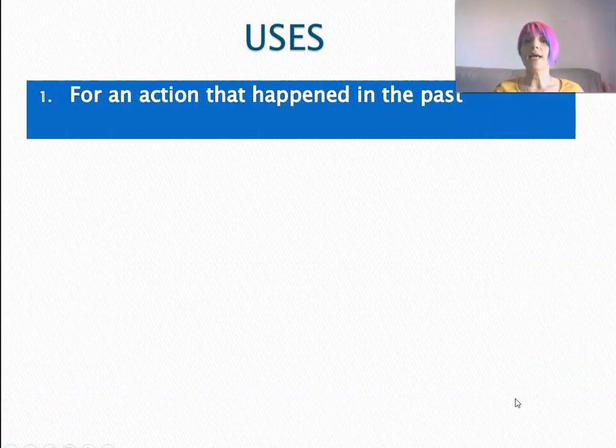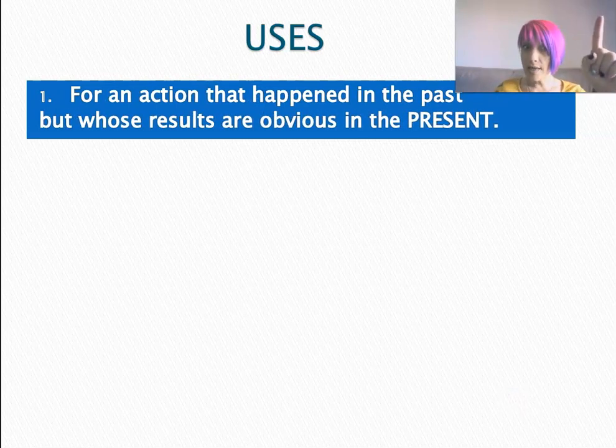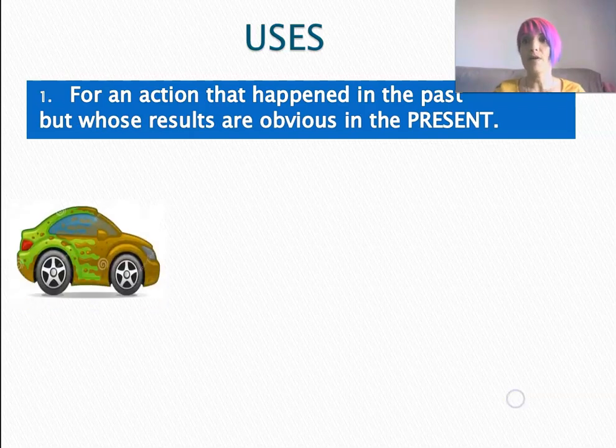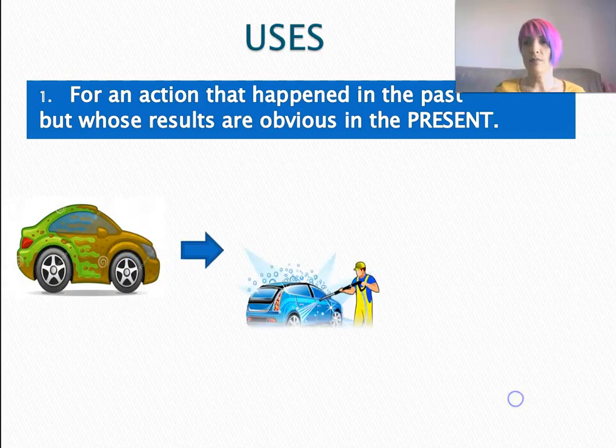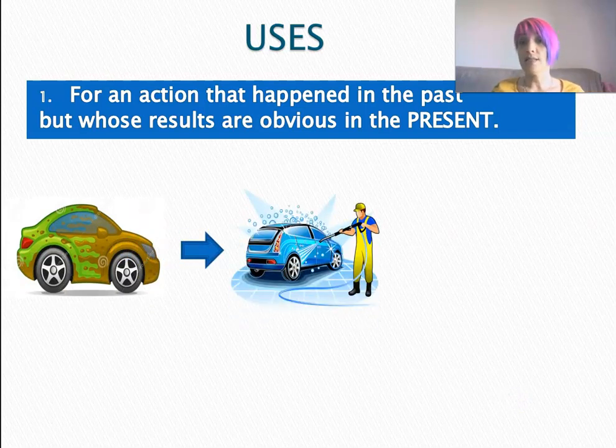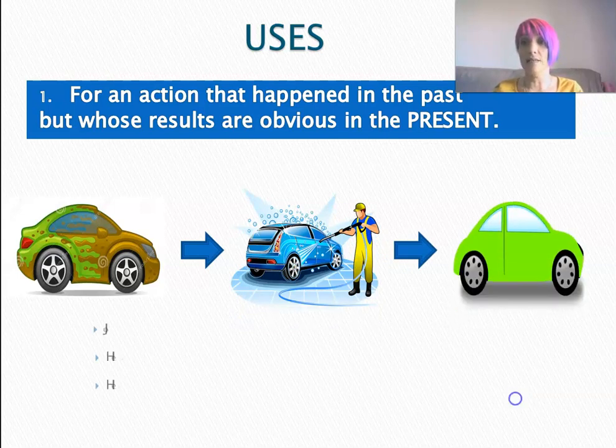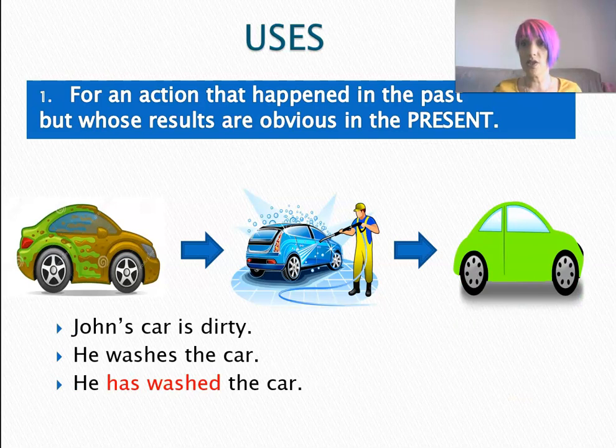Okay, for an action that happened in the past, but there are results in the present. Yeah? For example, there's this dirty car. He has washed it and now the car is clean. You see? So John's car is dirty. He washes it. Right? So the result now is it's clean. So John has washed the car.